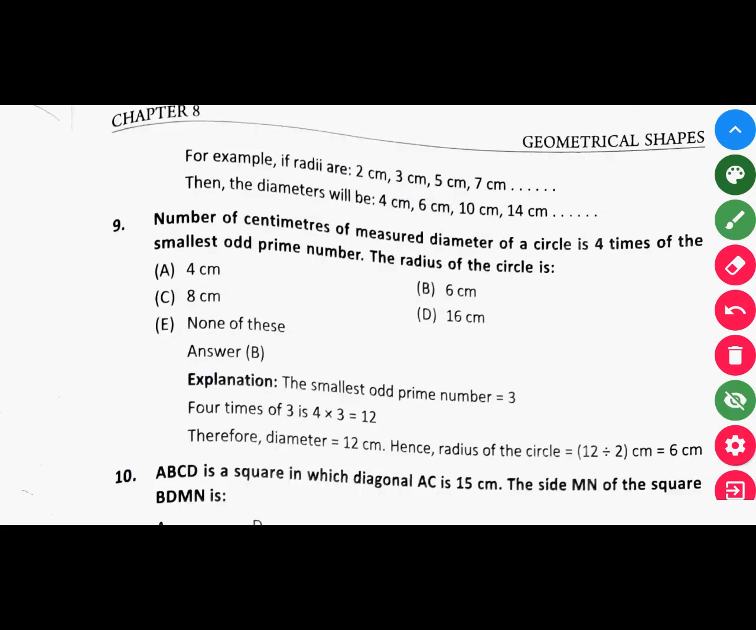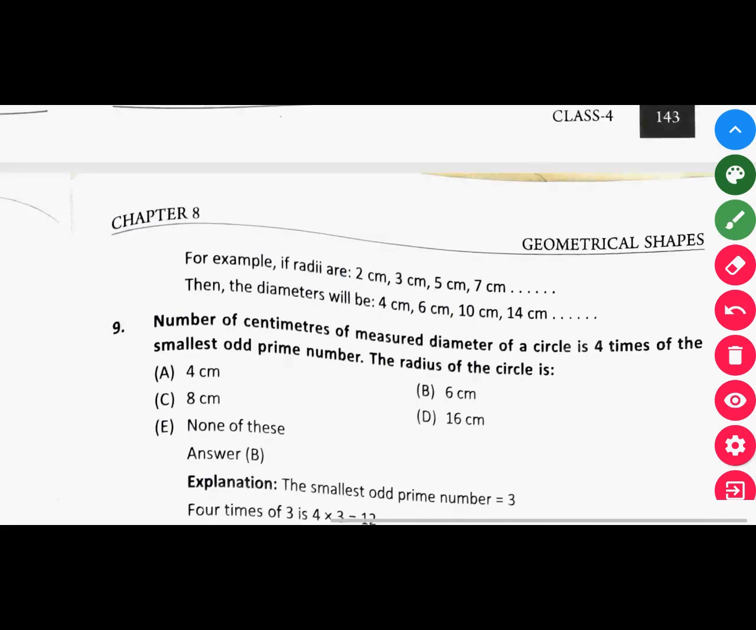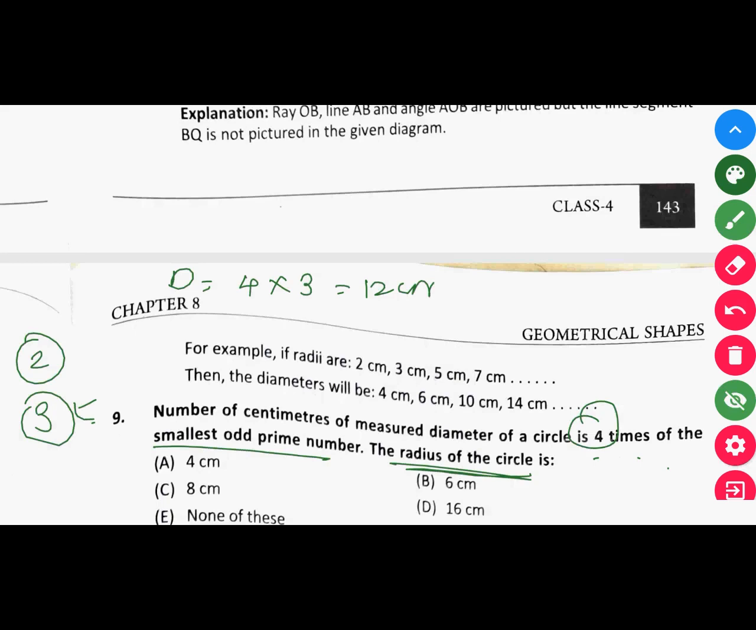Now next one: number of centimeters of measured diameter is 4 times the smallest odd prime number. The radius of the circle is? Now you should know which is the smallest odd prime number. So see, smallest prime number is 2, but smallest odd prime number is 3. And the diameter of the circle is 4 times that smallest odd number. So diameter of the circle is 4 multiplied by 3, that is 12 centimeter.